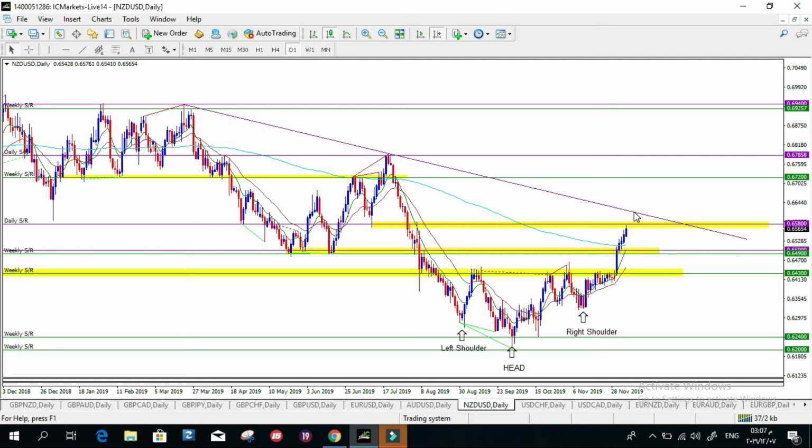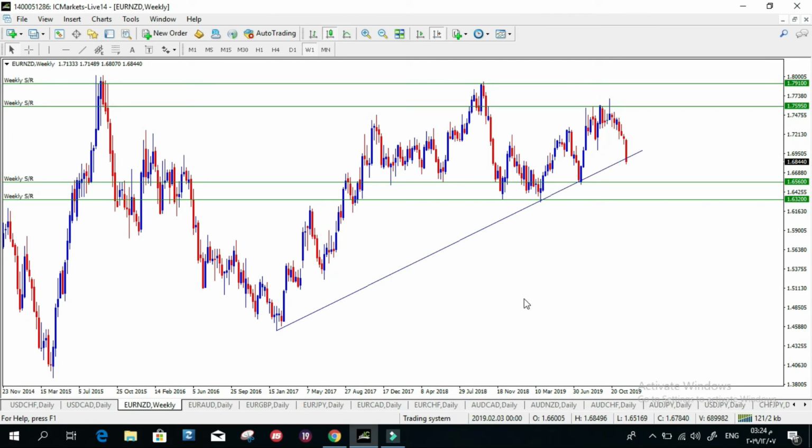However, if we get a break up through this level and then a retest above this trend line and this horizontal support level, in this area for example, it will start to confirm a bullish uptrend for me.